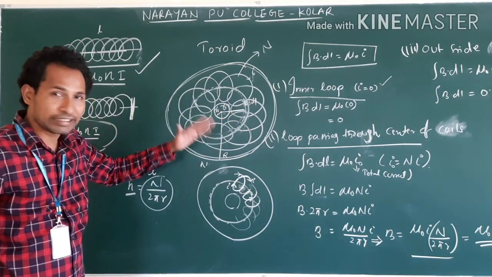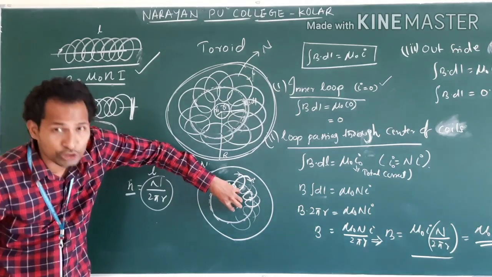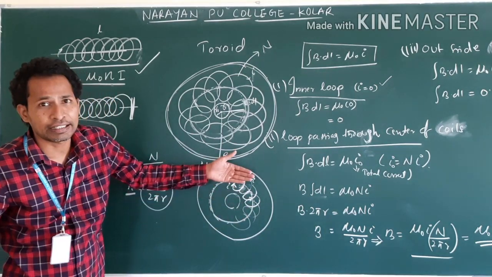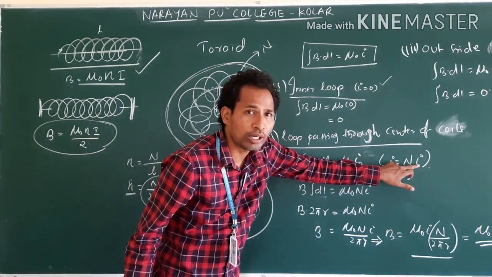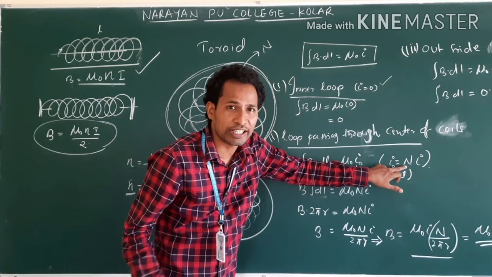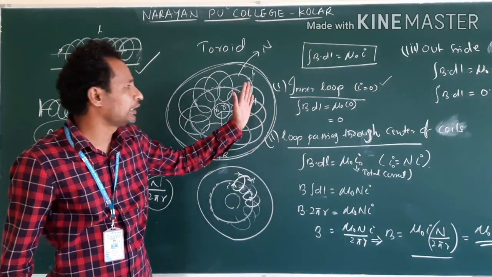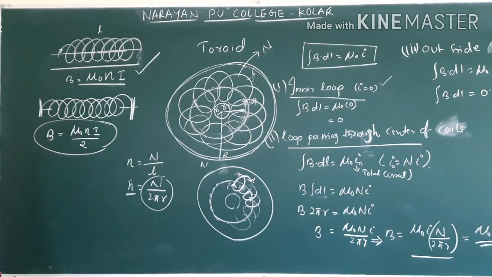Do you understand? If not, you watch again. Otherwise, you see the textbook. Clear? Especially this point is very, very important. Second loop, all currents are coming out. So that's what I have taken here. N into I. From N number of loops current is coming out. So N into I. This we follow according to Ampere circuital law.